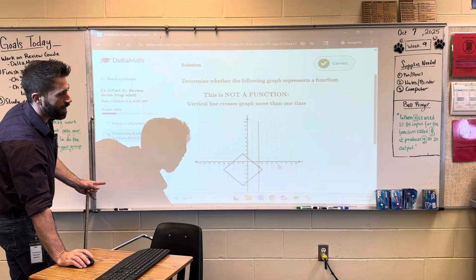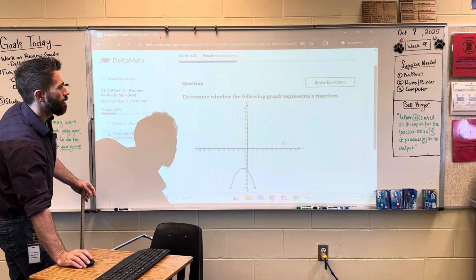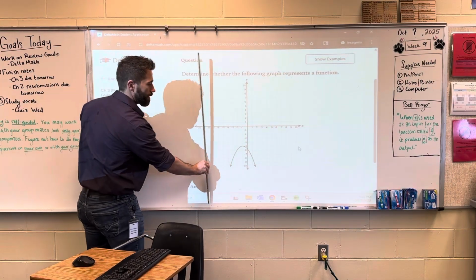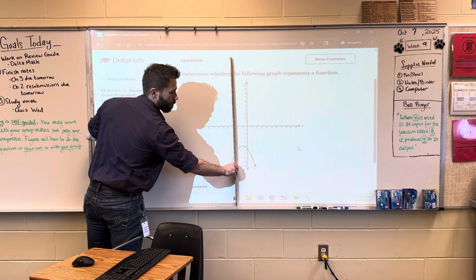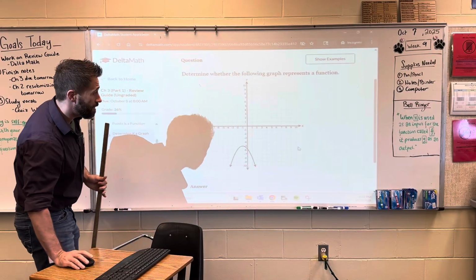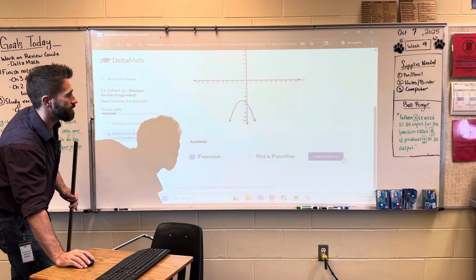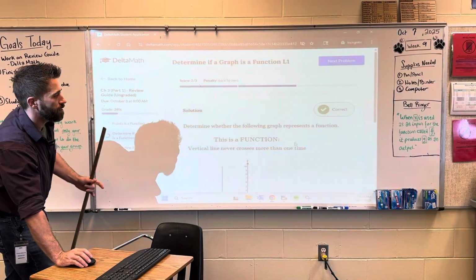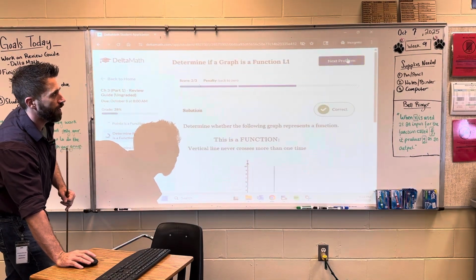And it goes over and it says, hey, that's what we're doing right here. So with this one, if I drag it over the entirety of the function, it only touches at 1 point at any one time. So this graph does represent a function. That is a function. Yes. Awesome. And it goes through and it shows you visually again on that one.